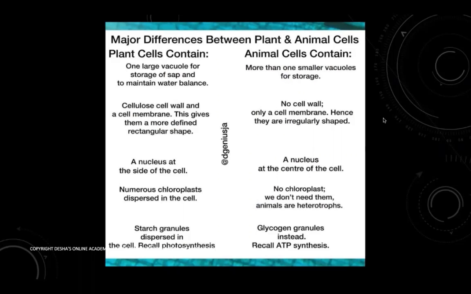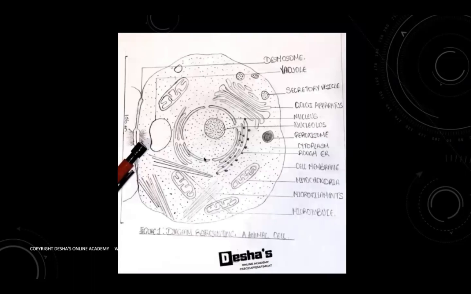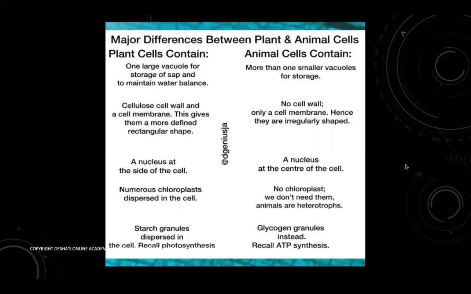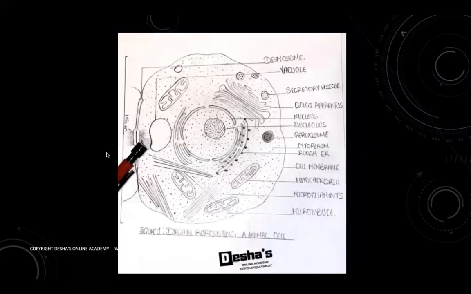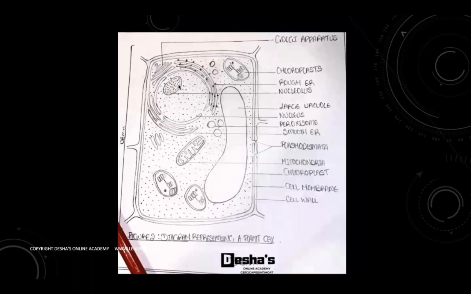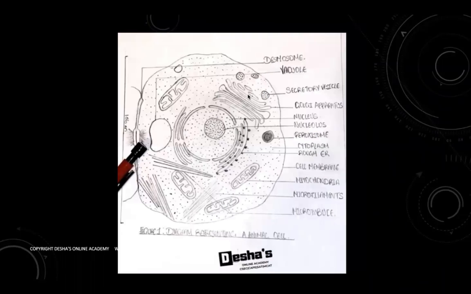No cell wall for animal cells, but they contain a cell membrane, and that's why they are so irregularly shaped. Some look like a circle, some look like an oval, and so forth. Remember, plant cells have the nucleus at the side of the cell. See there? And animal cells have the nucleus at the center.